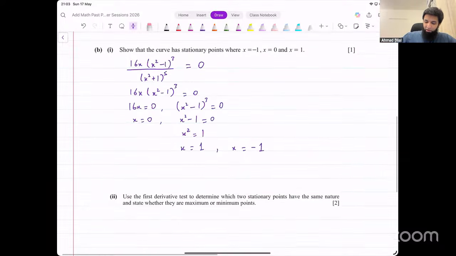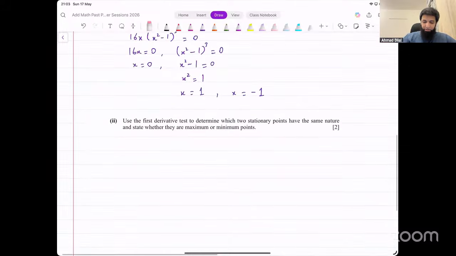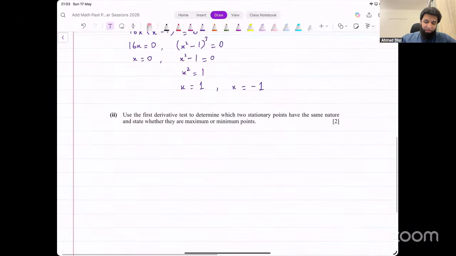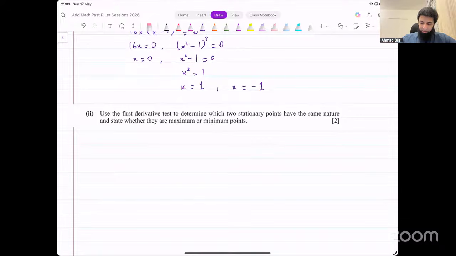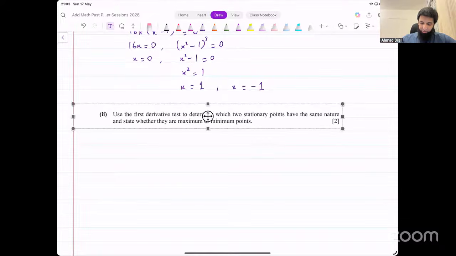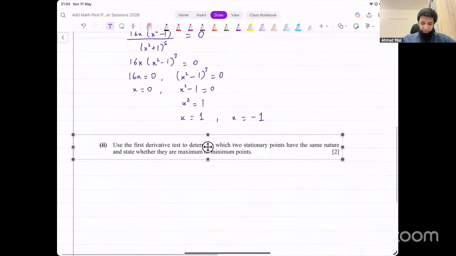Let's look at the next one now. That's part B1, part B2. Let's look at this now. It says use the first derivative test to determine which two stationary points have the same nature. Okay, how do we do this now? How do you find nature of stationary points generally?